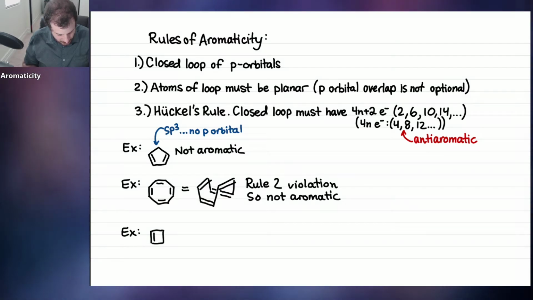cyclobutadiene. This was the molecule that they had so much trouble making. It has a closed loop of p orbitals. The atoms in the loop are planar. There's no way for this one to distort. And if you look at Huckel's rule, it has 1, 2. 2 times 2 is 4. That number of electrons is anti-aromatic.